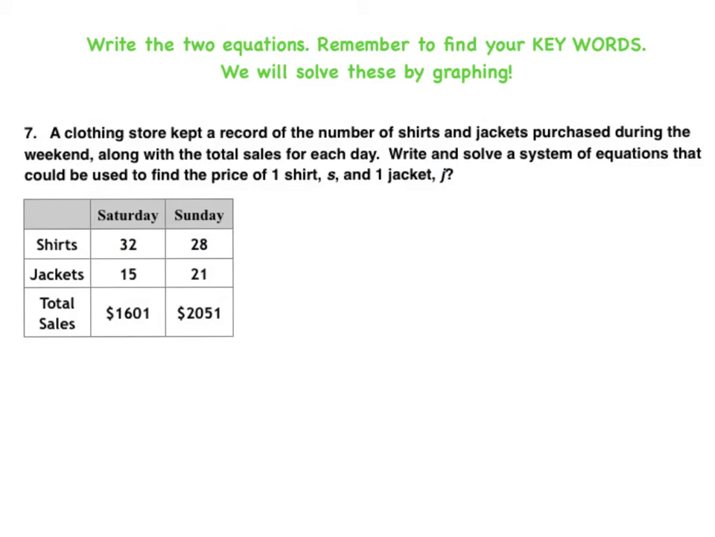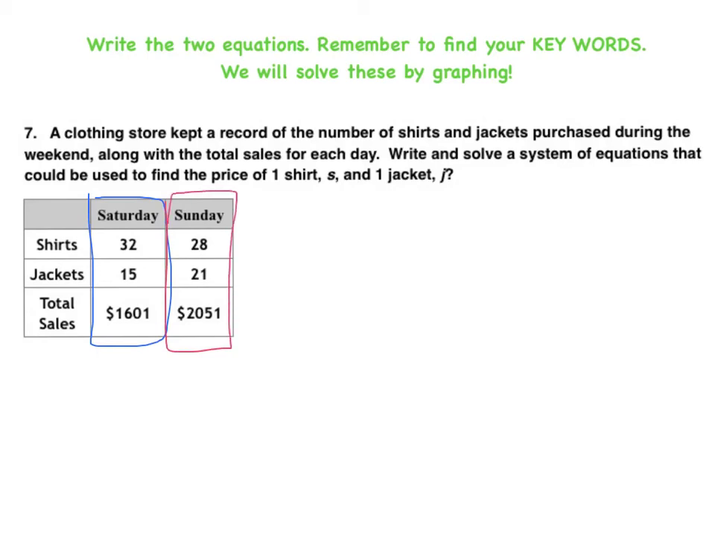What we need to do here is write the two equations, remember, keywords, okay, and then we'll solve this by graphing. So, a clothing store kept a record of the number of shirts and jackets purchased during the weekend, along with the total sales for each day. Write and solve a system of equations that can be used to find the price of a shirt, S, and a jacket, J. So notice they already tell us what letters to use, and our two equations are going to be based on this information, okay?